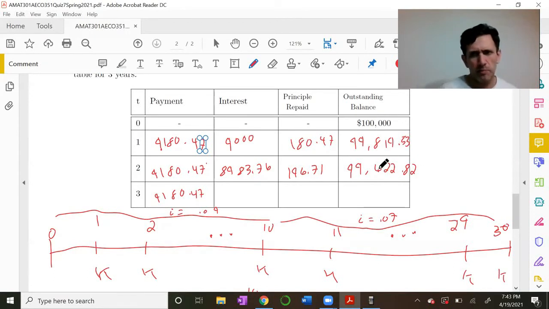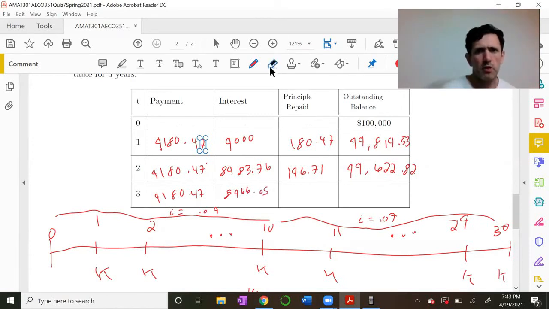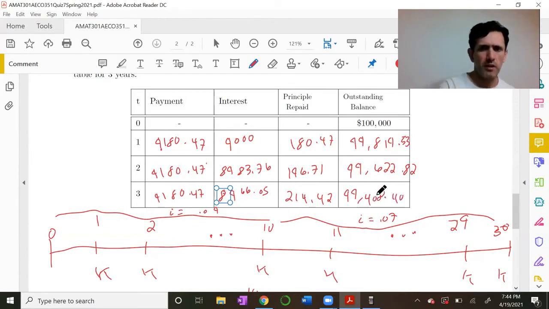All right, last but not least, take 99,622.82 times 0.09. You get 8966.05. So yeah, your interest payments are almost as much starting off as your total payments. Just barely enough to chip away at your principal. So 9180.47 minus 8966.05 gives you 214.42, and 99,622.82 minus the 214.42, 99,408.40. So that's the table.